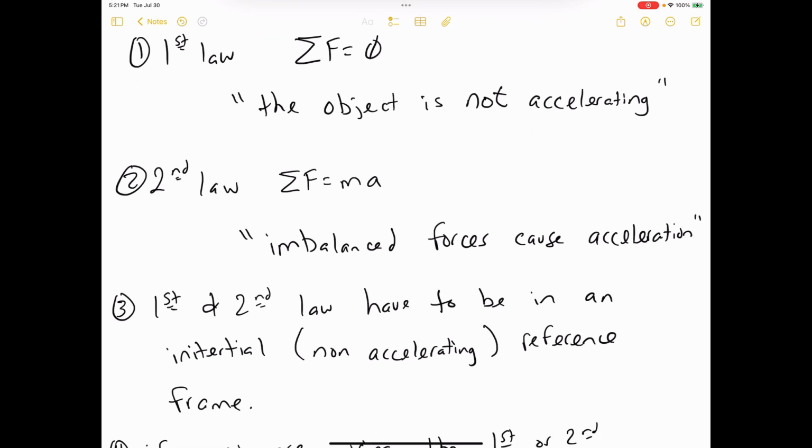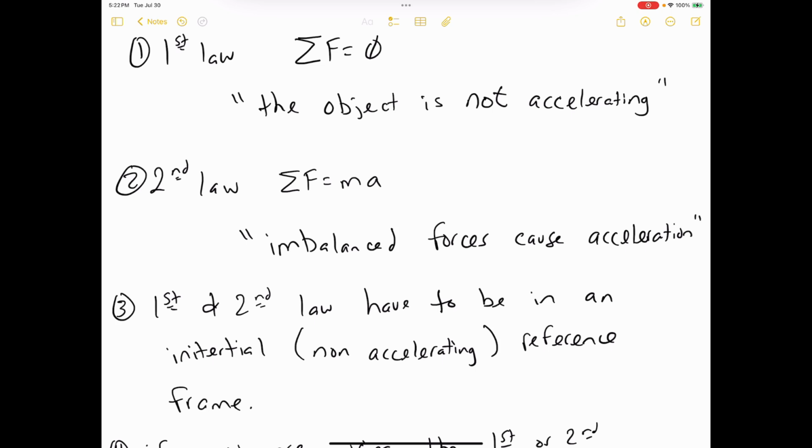The second law says, what if the sum of the forces are not balanced? What if they're imbalanced? In that case, if you add them all up and there's a non-zero answer like 5 or 8 or whatever, then the forces are imbalanced, and therefore there is an acceleration. Whatever the acceleration is, let's say it's 3 meters per second squared, if you multiply that times the mass of the object, maybe it's 10 kilograms, that gives you the force in newtons. So this relationship tells you there's a direct relationship between force, mass, and acceleration.